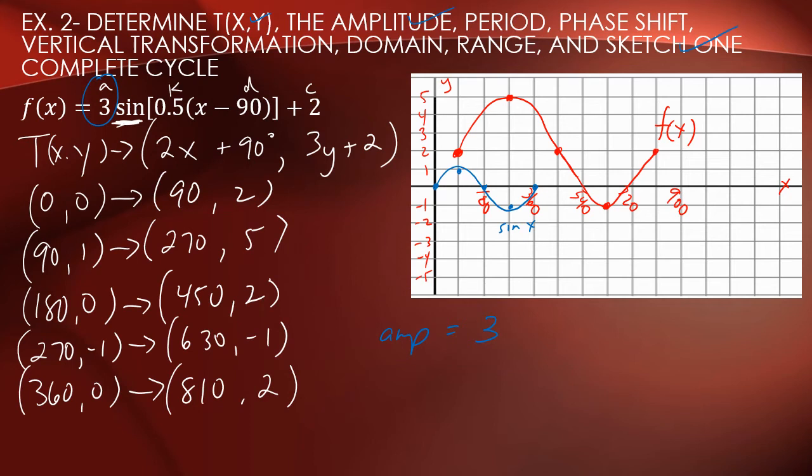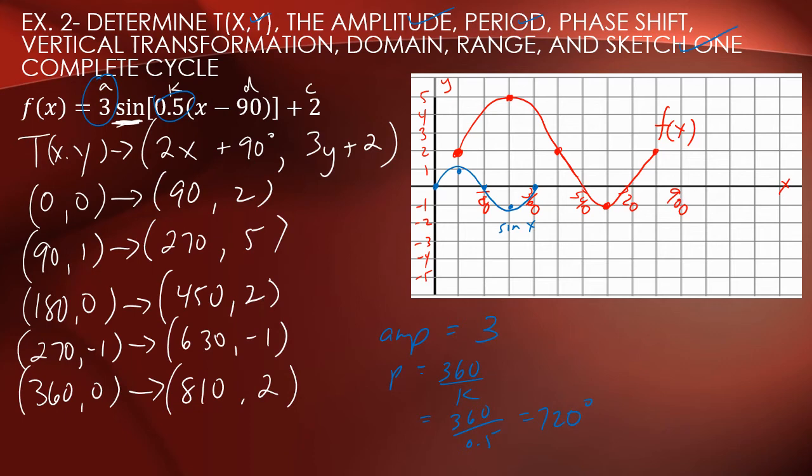The period, how long does it take to complete one cycle? We could look at our graph. It goes from 90 to 810. What's that distance? You could just subtract, or we could get into the habit of using this formula, which we're going to use in the future. P equals 360 over k. What's your k value? Well, it's up here. It's 0.5. What's 360 over 0.5? 720. And if we would have done 810 minus 90, we get 720.